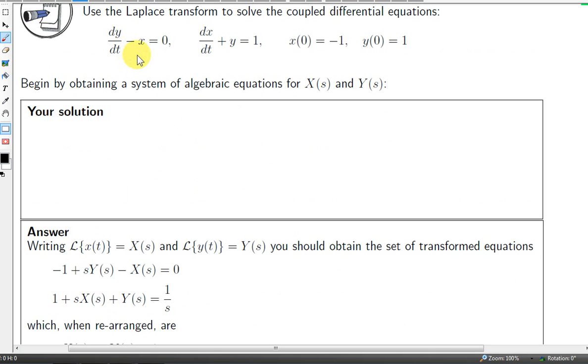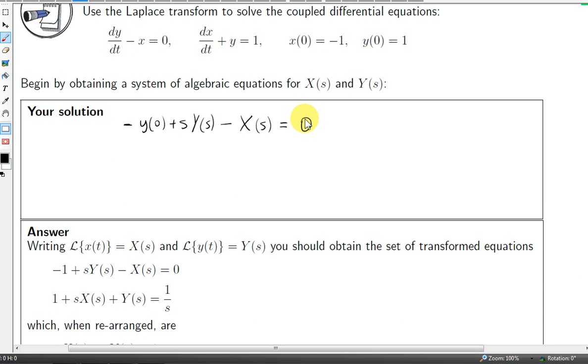Let's take this example here. We have these two differential equations and we're given the initial conditions. Let's get L of this first equation. Let's get L of dy dt. Well, we know from a previous video that L of the derivative is given by this. Minus little y at 0 plus s times big Y of s, where big Y is the Laplace transform of little y. Then we have minus the Laplace transform of x. We'll write that as big X of s. We have to find y of t and x of t, of course.